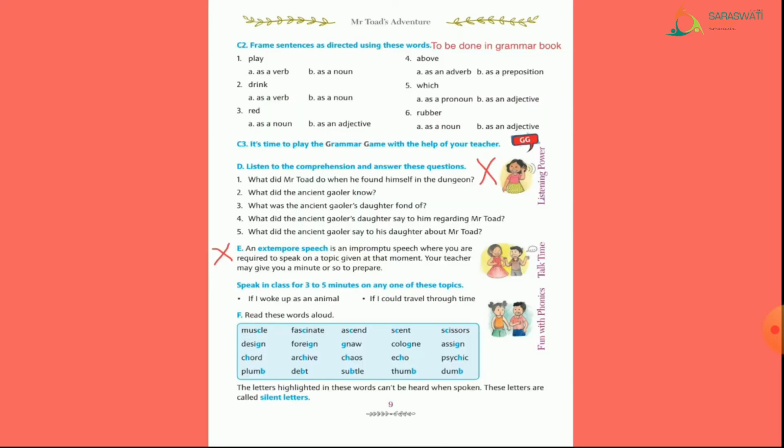Next page is question C2. Frame sentences as directed. Using these words. Now this exercise is to be done in your grammar book. Okay, because you have to frame sentences, you will not get enough space to write 2 sentences for each word.